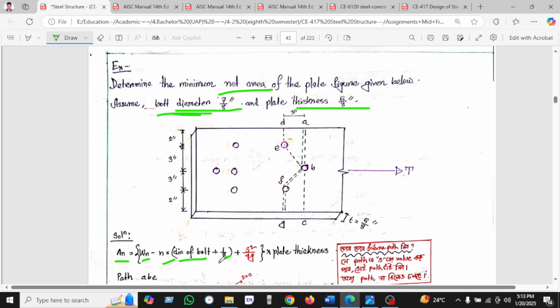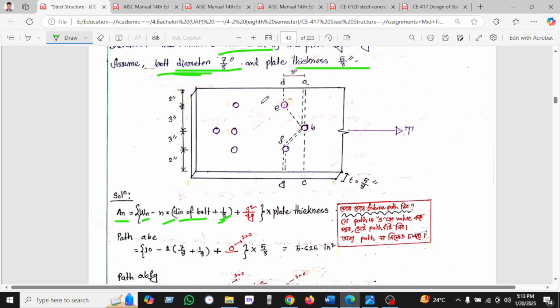and that's why you will use the 1 by 8. And as we have seen, it is staggered, that's why you will use s square by 4g and the plate thickness. So path A, B, C. At first we calculate A, B, C, and let's see A, B, C.